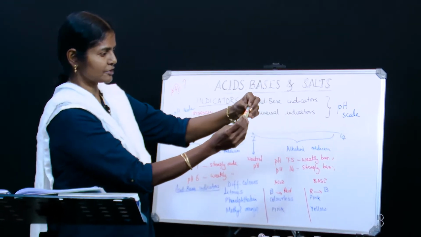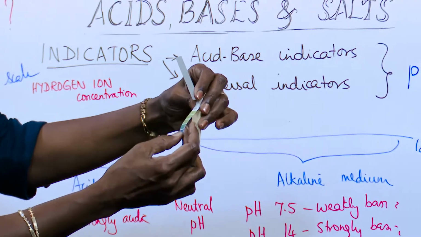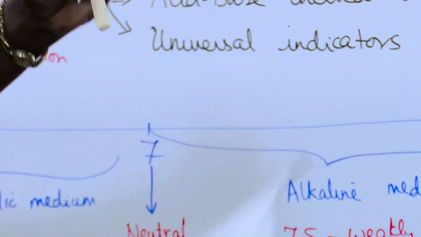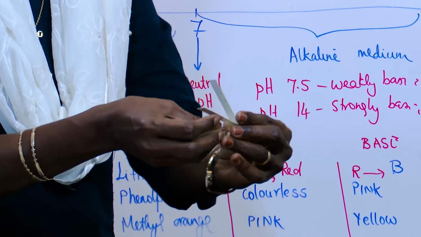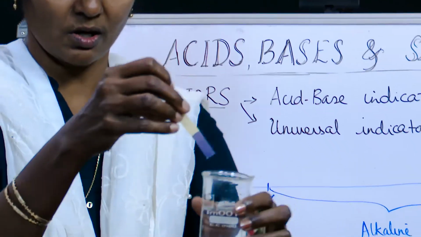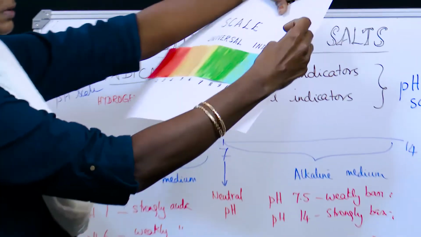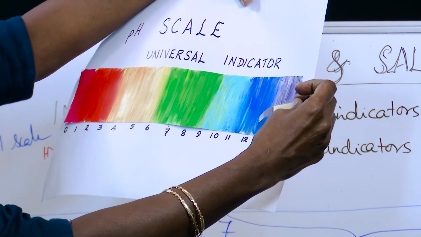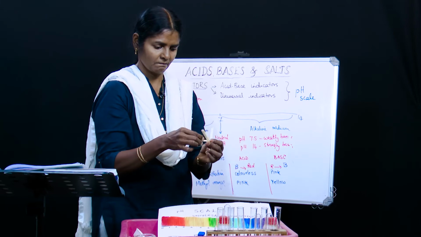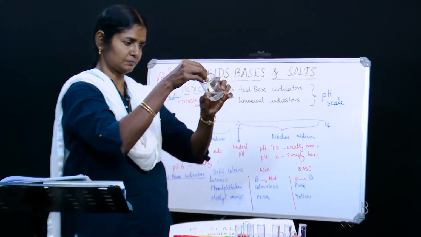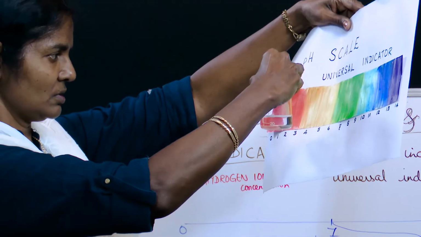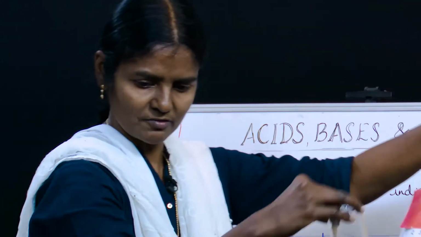For example, you have this universal indicator. This strip has different colors up to 14, just like this one. 1 stands for strong acid and 14 stands for strong base. Now, when I introduce one of the strips into a base, we compare this with this and you get somewhere around 13, pH of 13 or 14. Then if we take one more and introduce it into the acid, it's slightly pinkish, maybe because it's too dilute. That means pH of 2 or 3.